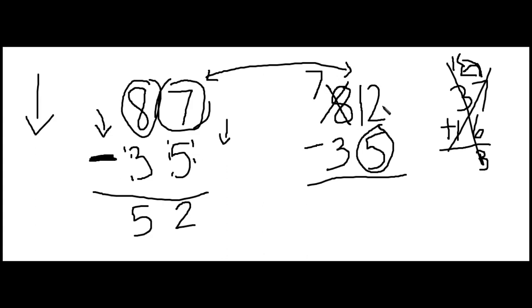Now when you look at this, is 12 bigger than 5? Yes. Now we can subtract. 12, 11, 10, 9, 8, 7. Nice job. Here I'm going to circle a big number, which is 7, and subtract. 7, 6, 5, 4. Okay?